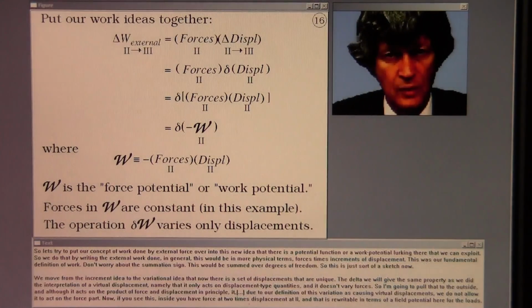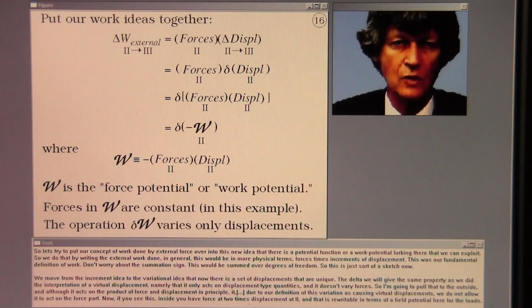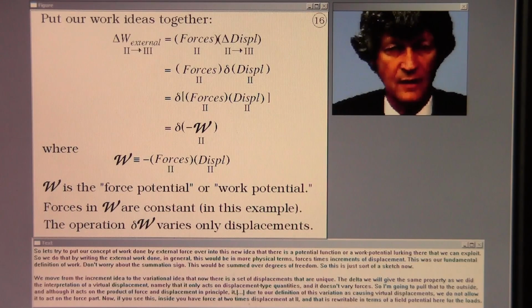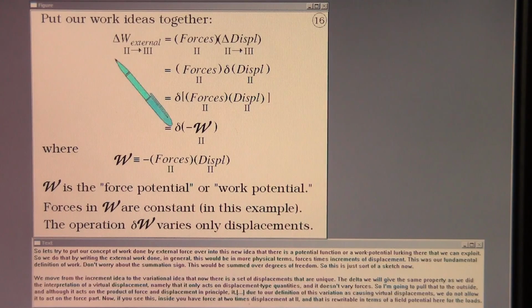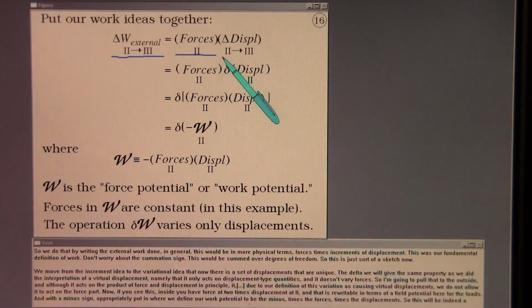So let's try to put our concept of work done by external force over into this new idea that there's a potential function or a work potential lurking there that we can exploit. So we do that by writing the external work done in general. This would be in more physical terms, forces times increments of displacements. This was our fundamental definition of work. Don't worry about the summation sign. This would be summed over degrees of freedom. So this is just sort of a sketch now.